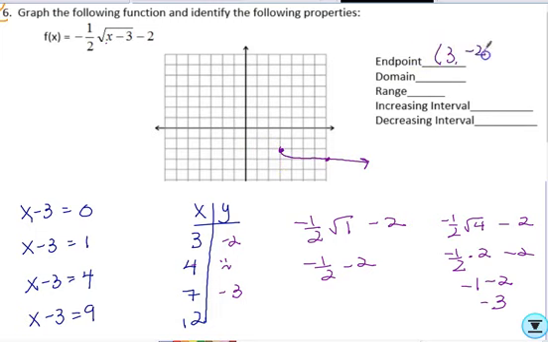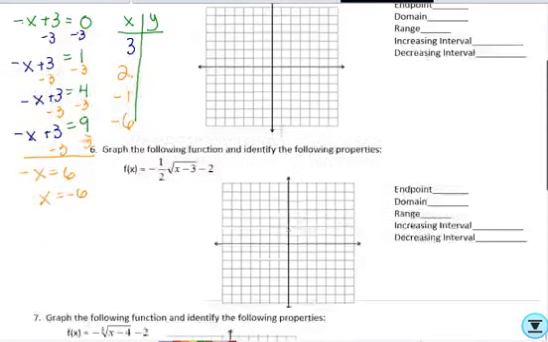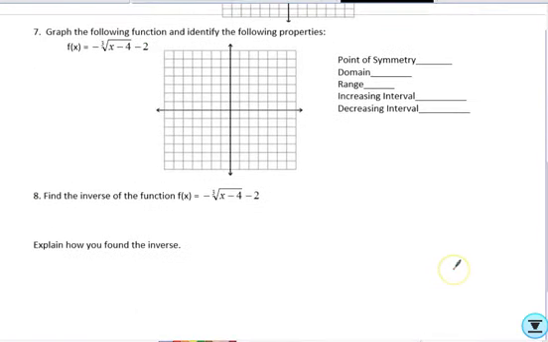So now I have enough to answer my properties. Domain is x greater than or equal to 3. Range is y less than or equal to -2. Increasing, none. When I go left to right, that's always decreasing. So that is every x greater than or equal to 3 for the decreasing interval. All right, 7.